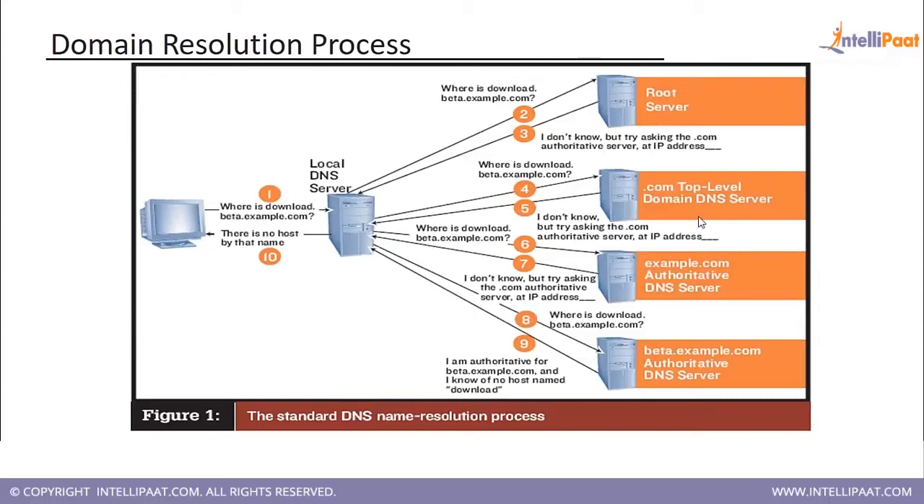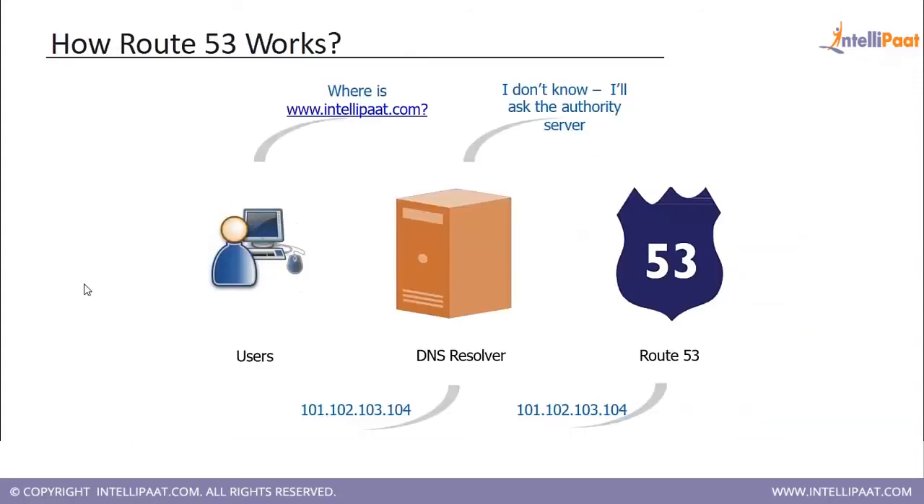Eduism.co, top level domain name server. It checks into the authoritative domain server. It also checks into the example.com authoritative DNS server. Fetched. So the Route 53 comes from the name, because this Route 53 service works on the port number 53. That is the port number for DNS. Okay. So that is one thing. So this is once again a cycle.